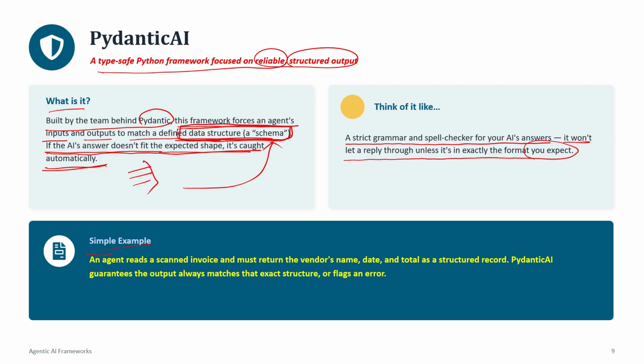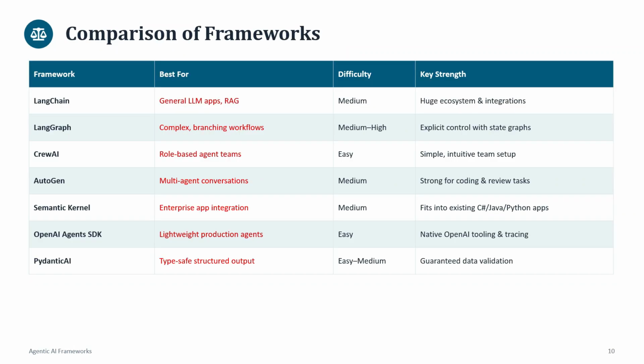So a simple explanation: an agent reads a scanned invoice and must return the vendor's name, date, and total as a structured record. So here what we are doing is scanning an invoice with the help of an AI agent, and it has to return the vendor's name, date, and total. So this will have a specific structure in the output and even in the input, whatever is required. Right, so Pydantic AI guarantees the output always matches the exact structure or flags an error. So it has to return the exact information or structure that has been requested by the user. So this kind of thing we can develop with the help of Pydantic AI.